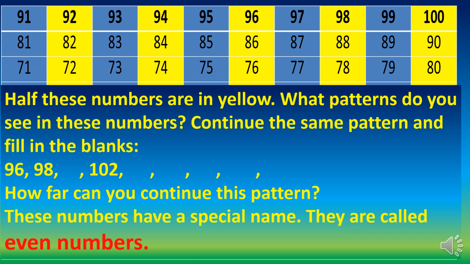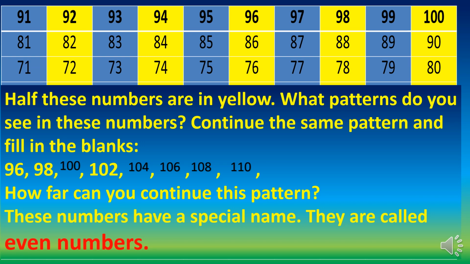So after 96 you can see 98, then 100, then 102, 104, 106, 108 and 110. How far can you continue this pattern? So we can continue this pattern to infinity. This has no end. So these numbers have a special name. They are called even numbers.